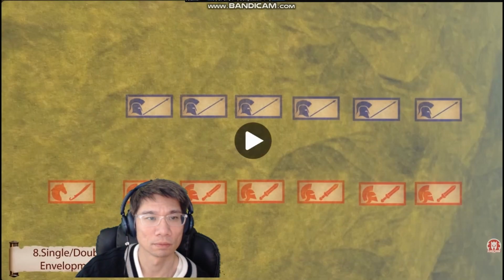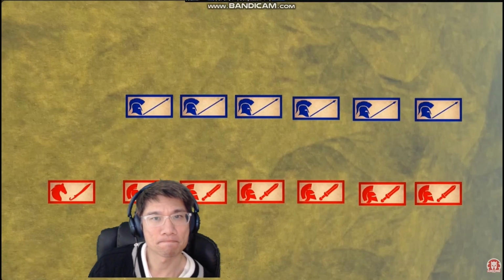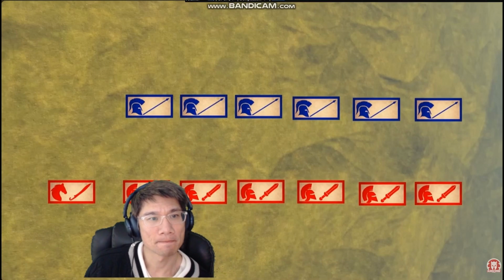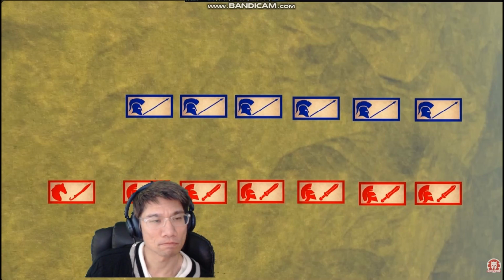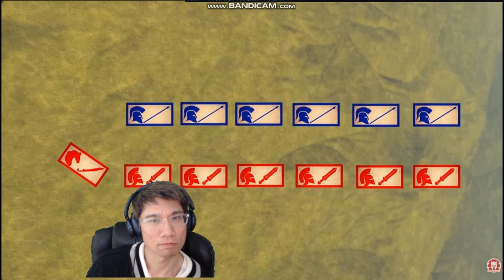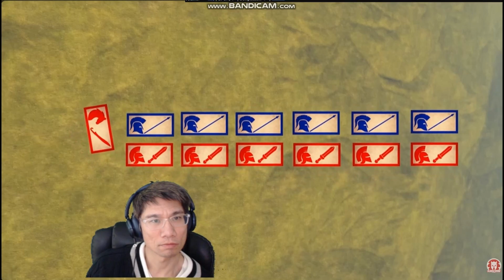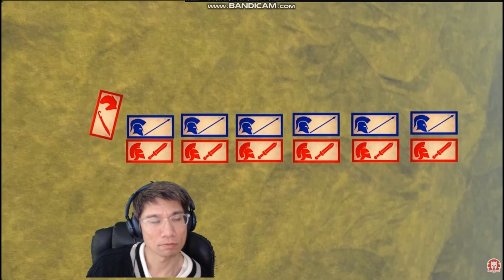Single or double envelopment is a pretty standard tactic that can be considered an element of the oblique formation or a hidden flank, but it was often used outside of these tactical formations. The basic idea was to engage all enemy forces and leave one or more mobile units that will outflank the enemy on one or both sides and will strike behind.